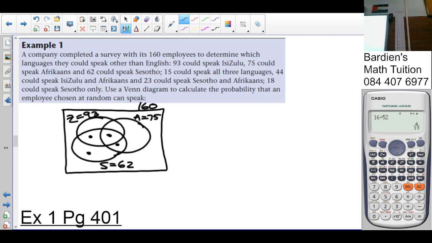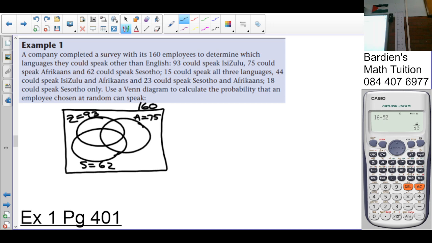Can you see that? You all agree? You all understand? We look here. 75. That plus that plus that plus that adds up to 75. As well as that plus that plus that plus that adds up to 93. That's basically what you need to draw from. You all understand? Nobody's confused? Until I ask exactly the same question in the exam, then it's a different ball game. So, Sesotho is 62.